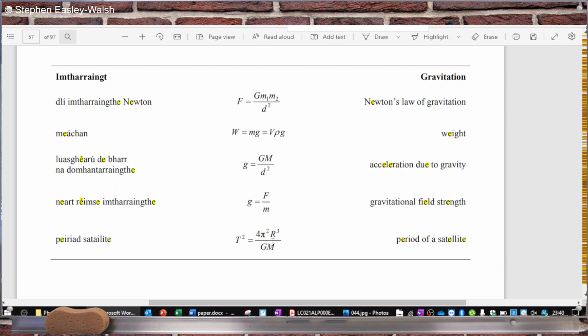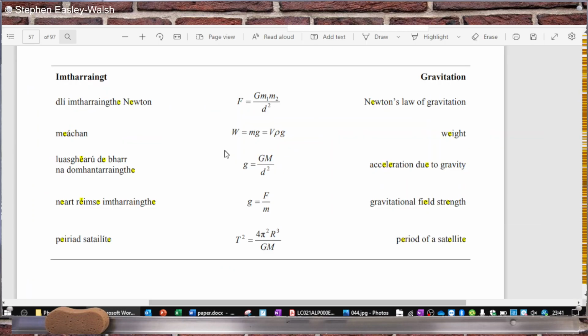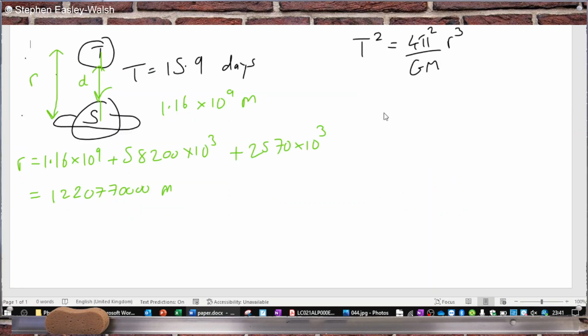The 4 pi squared is on the top and the GM is on the bottom. So I wasn't a million miles away. 4 pi squared on the top, GM, and then R cubed here. Okay, fine. And then we're looking for the mass of Saturn, so we're looking for the M. So the M will be 4 pi squared R cubed over GT squared.